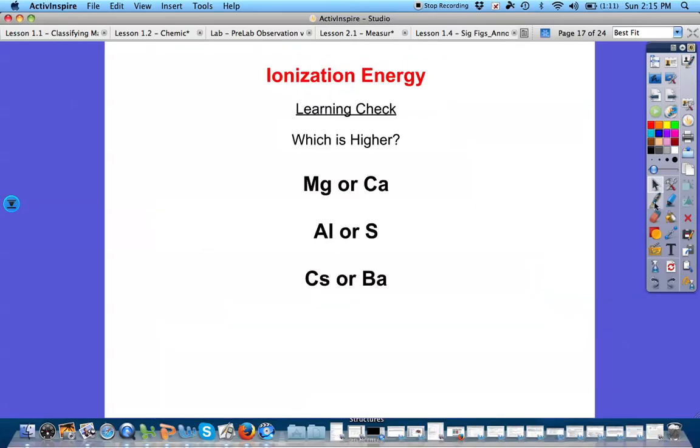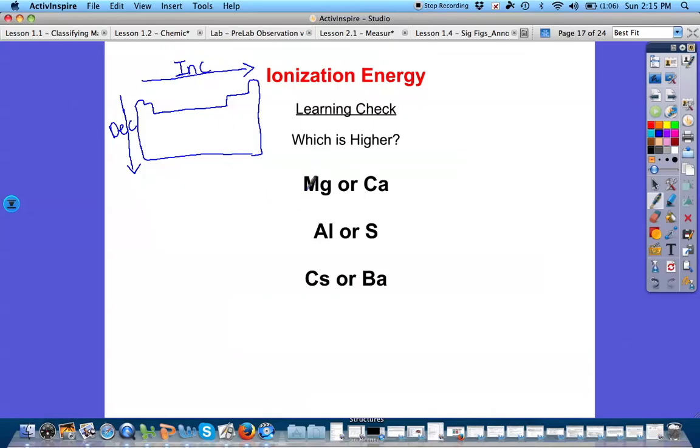So again, I'm just going to draw myself a little outline of the periodic table. Kind of looks a little bit like a crown. We said that as you go down a group, the ionization energy is decreasing. As we go across a period, ionization energy is increasing.